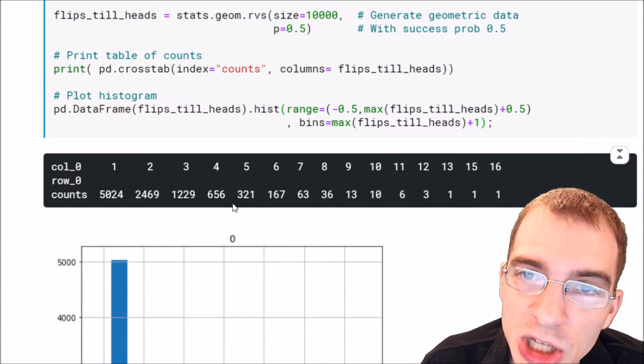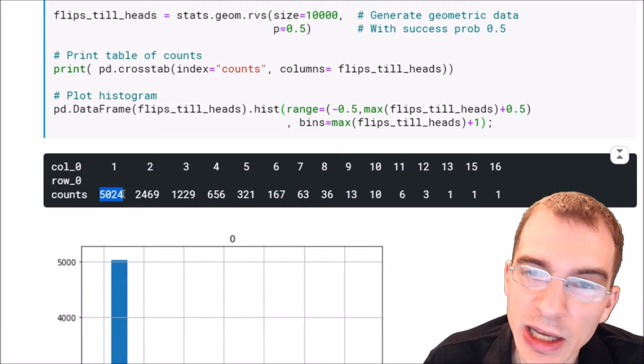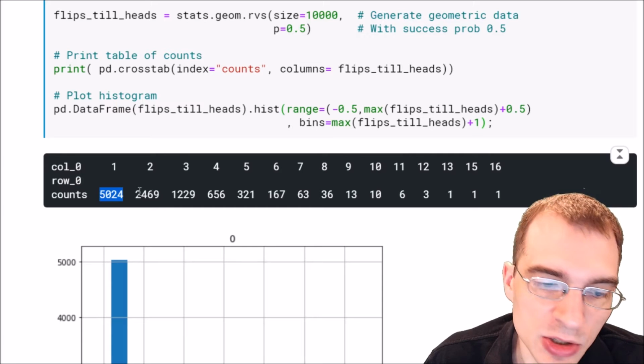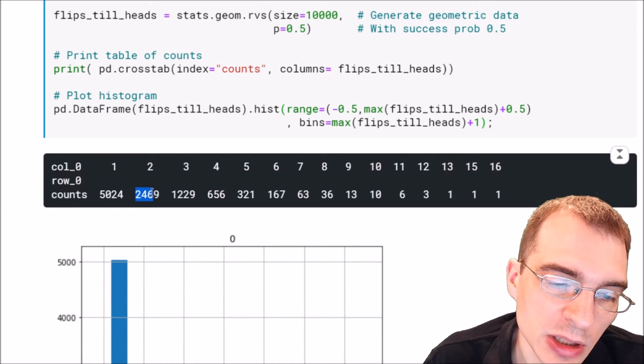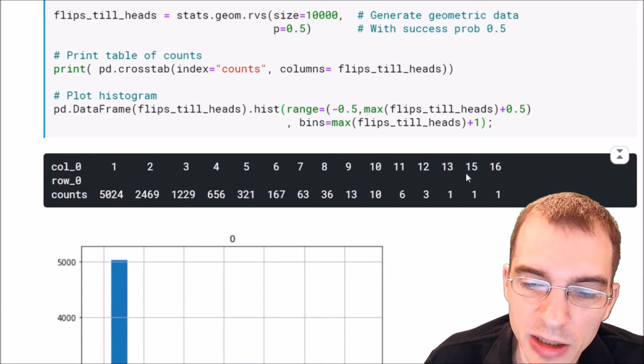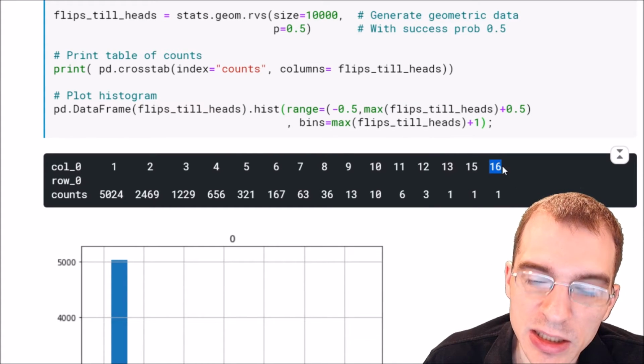We can see in our table here that about half of the time, it takes only one flip to get a heads. Well, that makes sense. Half of the time when you flip a coin, it's going to be a heads. And about 25% of the time, it takes 2 flips, etc. Sometimes, if you're really lucky, you can get a lot of heads in a row. For instance, in one of our trials, out of 10,000 trials, we got 16 heads in a row.